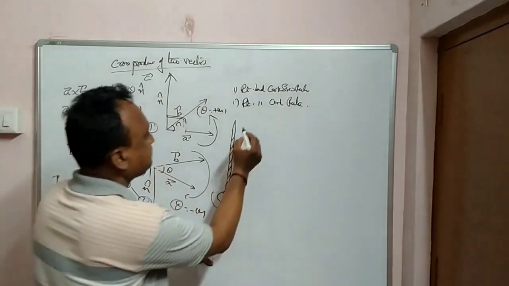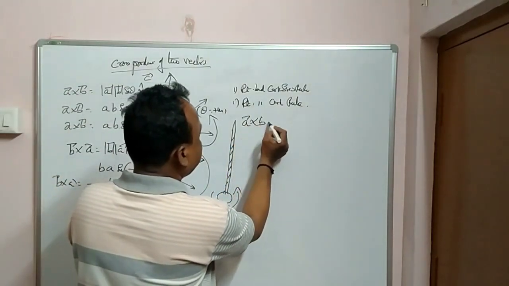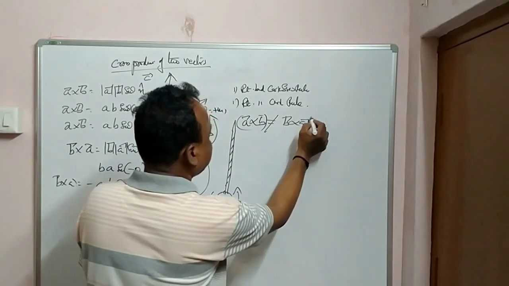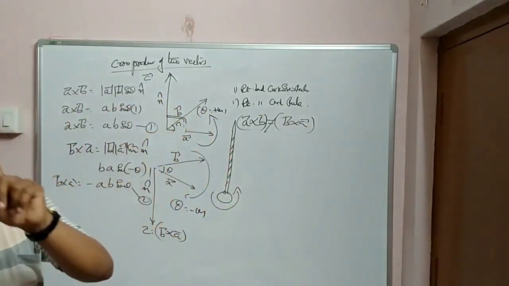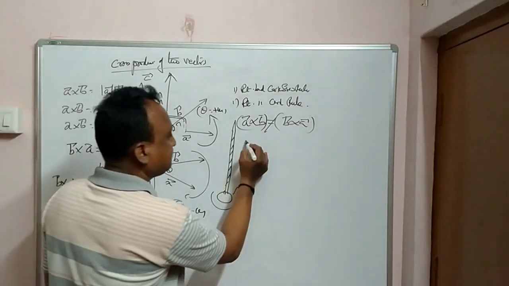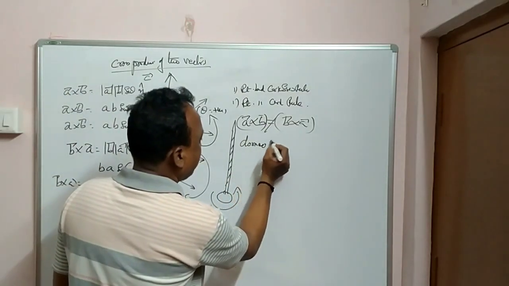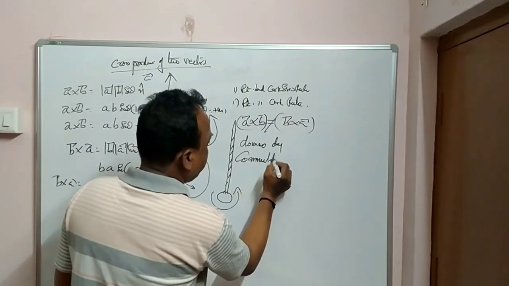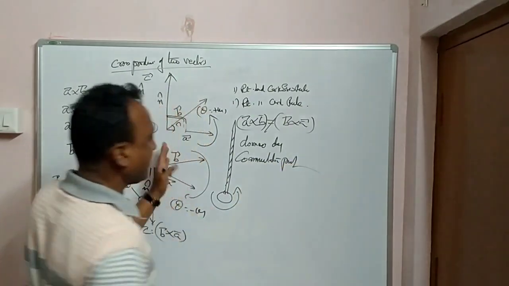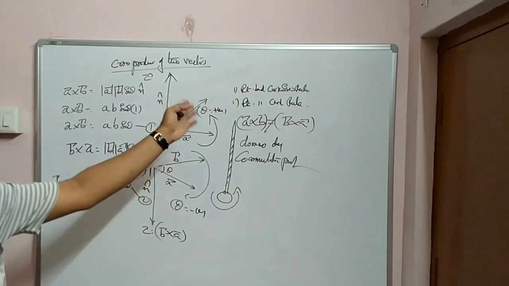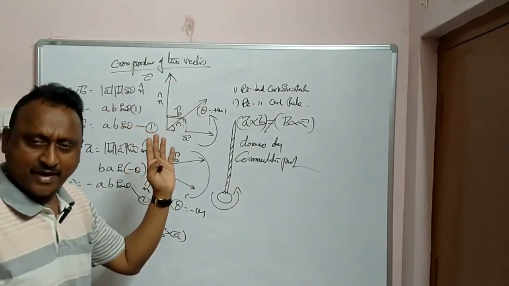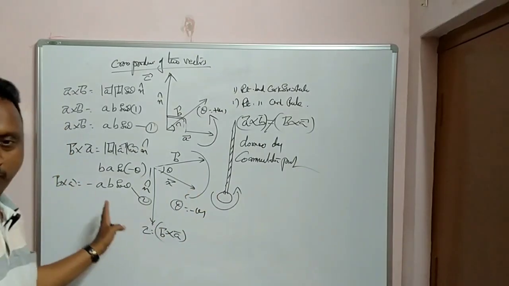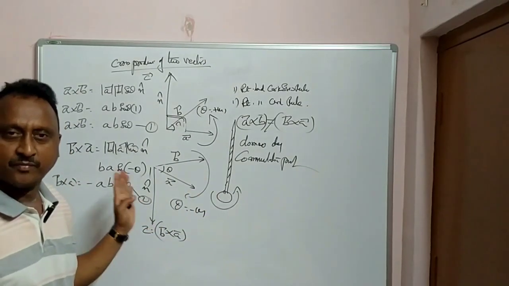This implies that A cross B is not equal to B cross A. So it does not obey the commutative property, because sin of minus theta is minus sin theta. It's not like cos. Cos of minus theta is cos theta, but sin of minus theta is minus sin theta. Therefore, it is not obeying the commutative property.